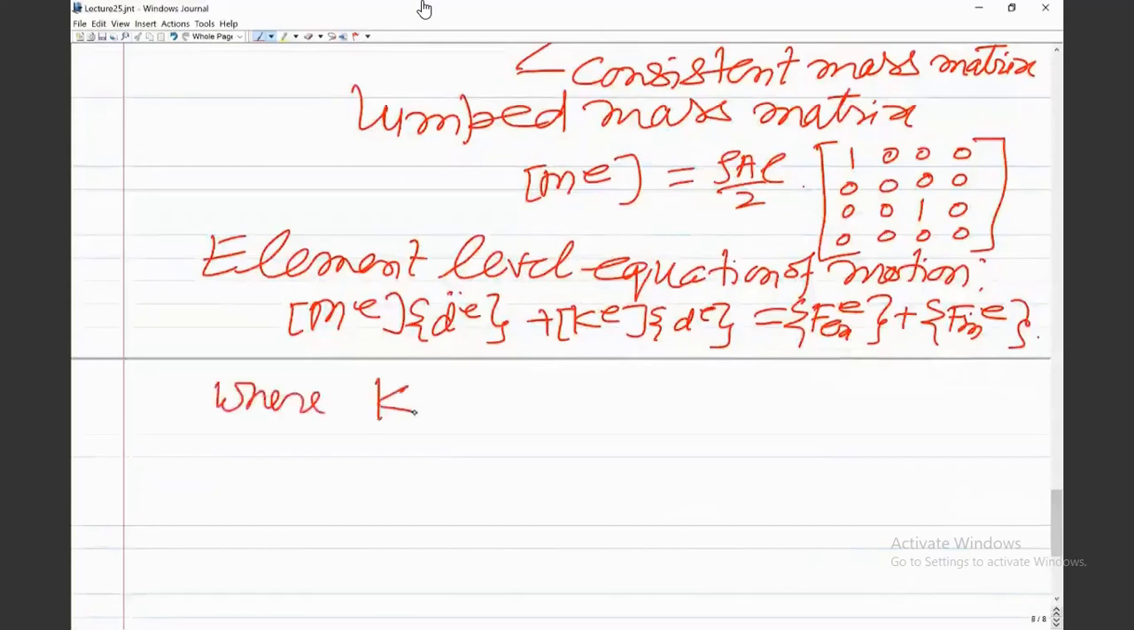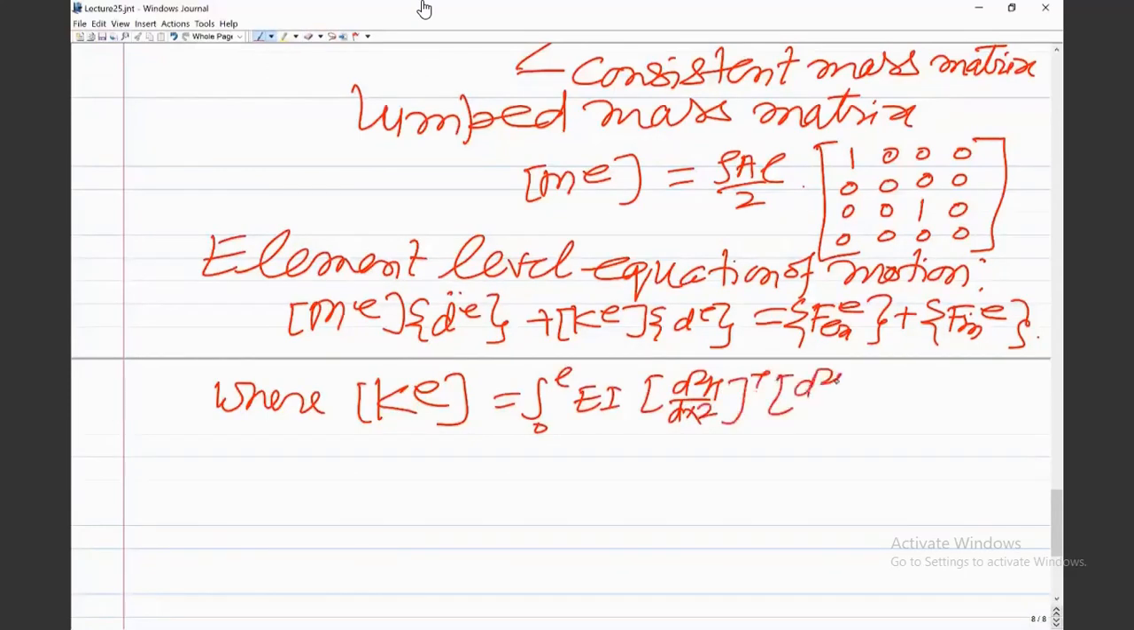So Ke is basically the integral from 0 to L of EI, d2H by dx square transpose, into d2H by dx square, dx. Here d2 is fine because H is only a function of x. And for solving problems, you need the mass matrix and also the stiffness matrix.